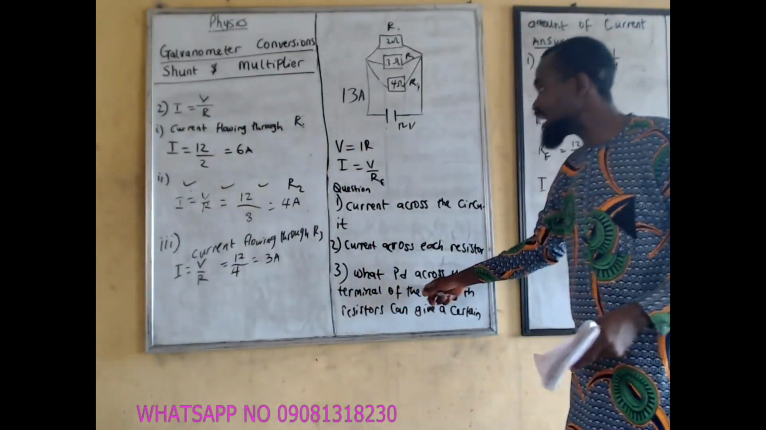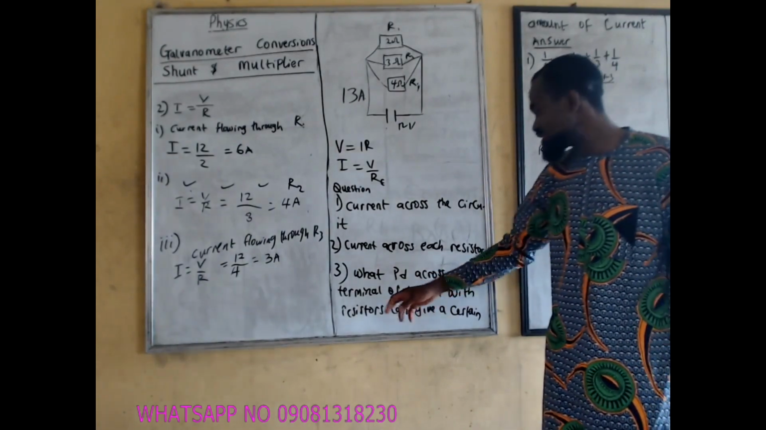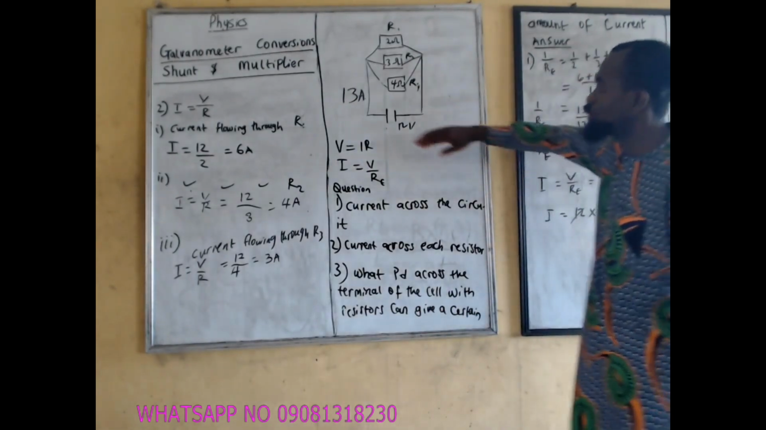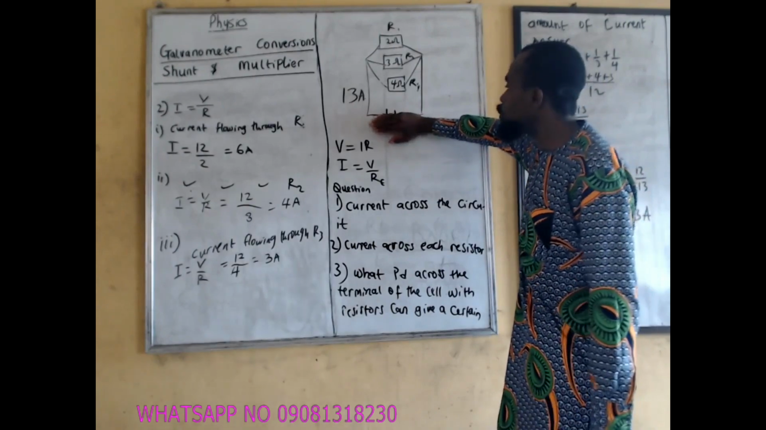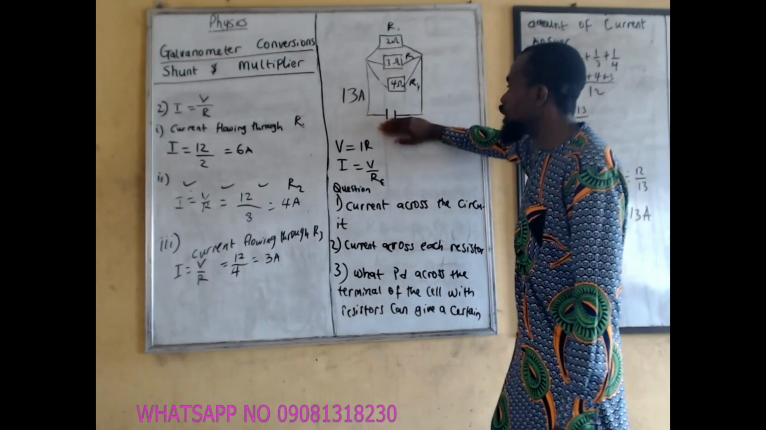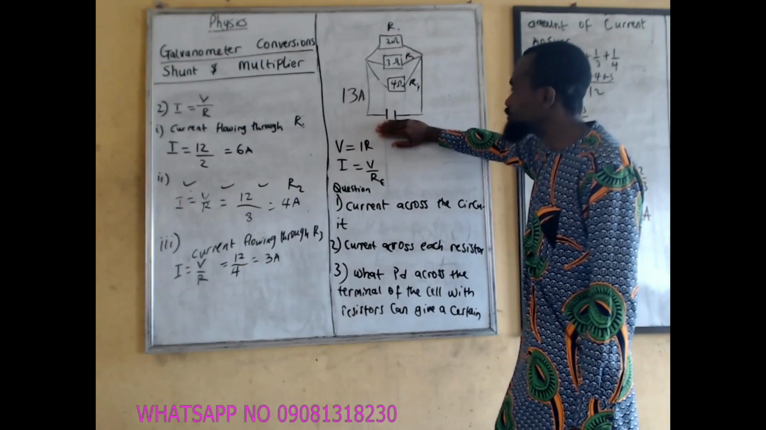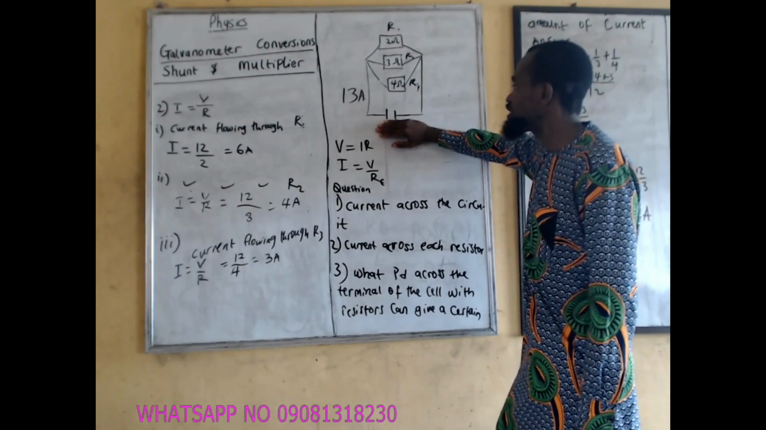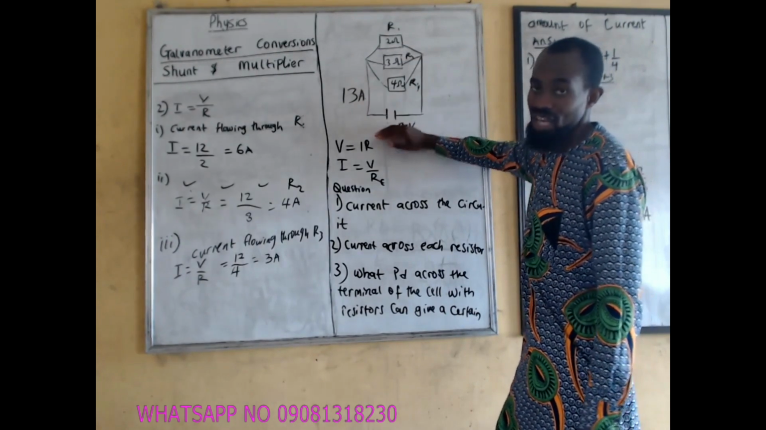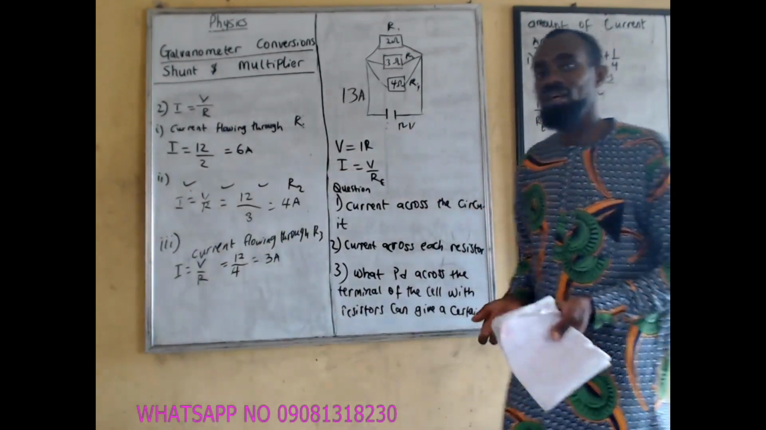Now, the third question that can be asked is what potential difference across the terminals of the cell will give a certain amount of current through the resistors. That is to say, don't just imagine that we don't know the potential difference coming from this cell that will give us this current with these resistors. What would be the potential difference across the terminals of the cell that will give us that current? It is 12, but it can be asked. So how do you get that?